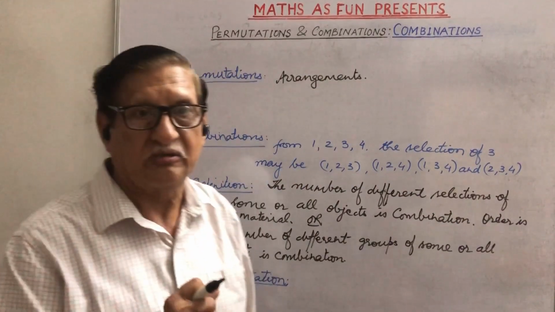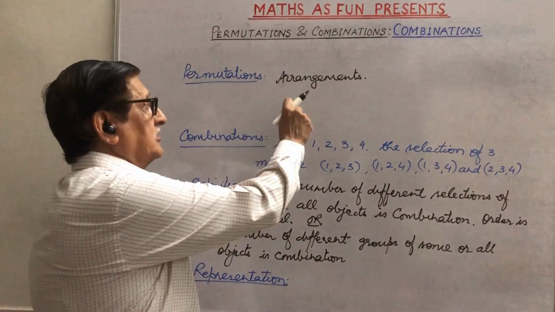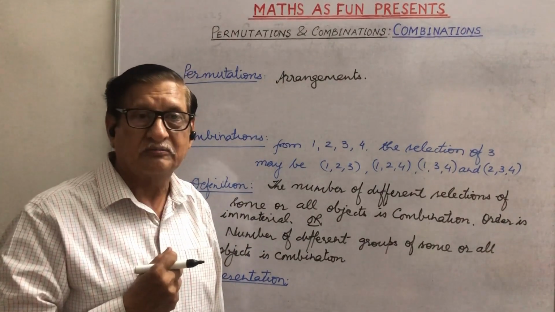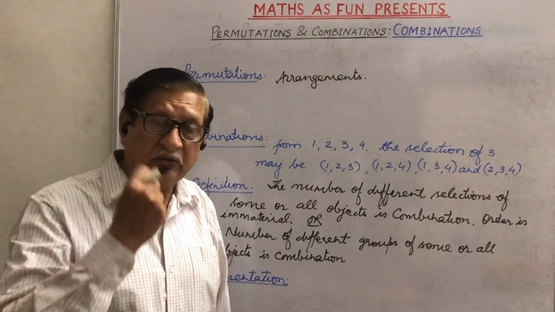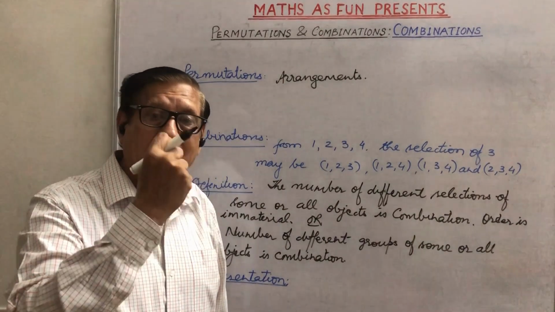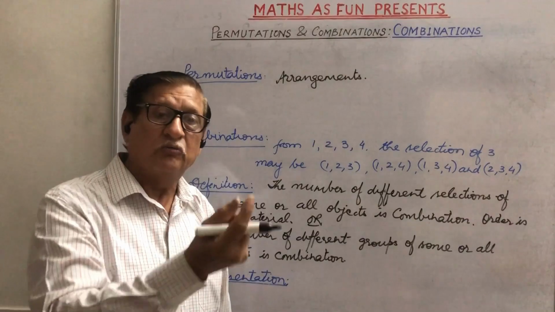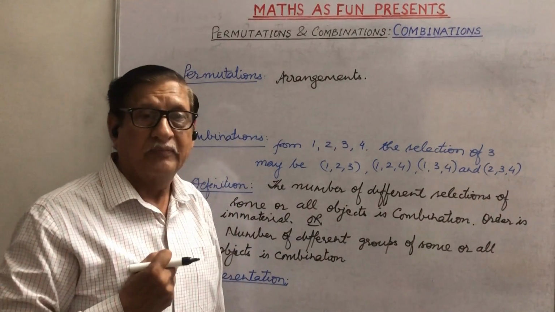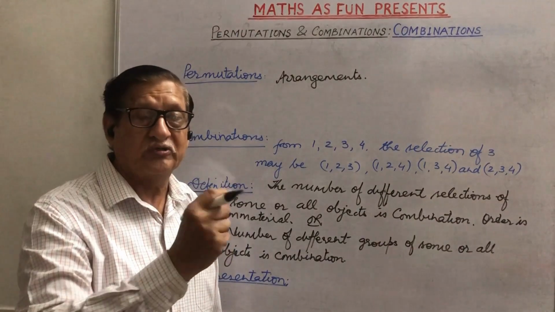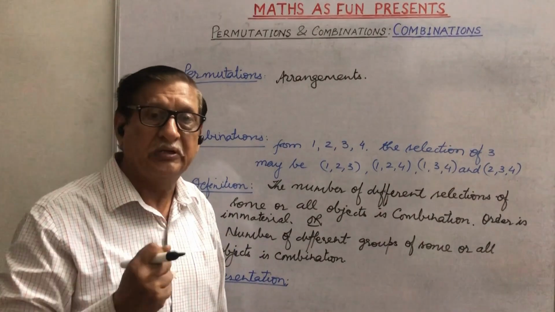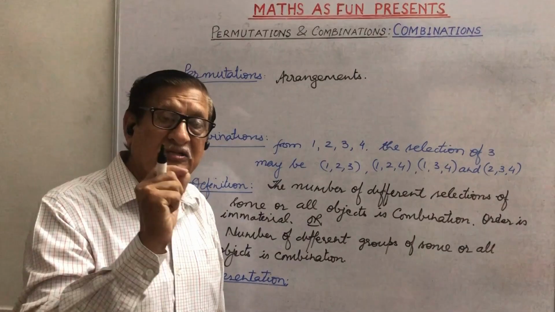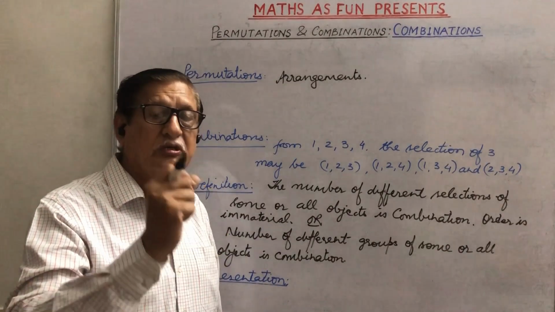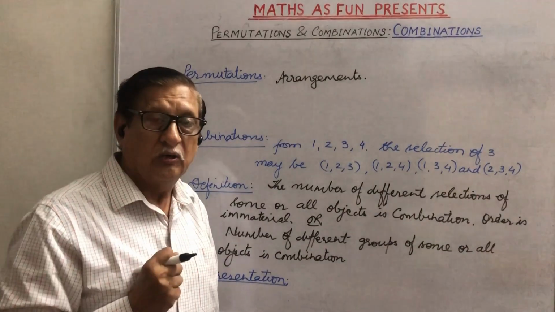What was permutation? Permutation is the arrangement of some or all objects. But when we are arranging some of the objects, we have to select them first. When we are selecting them, the order of the objects is immaterial. So selection is also an important part of arranging or selecting some of the objects.